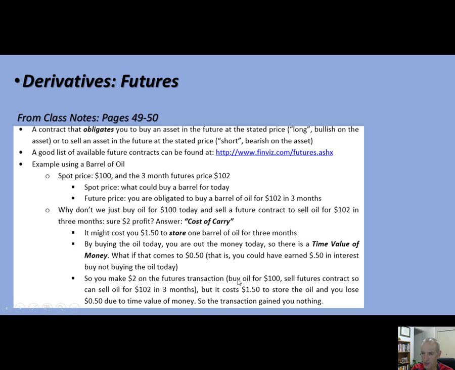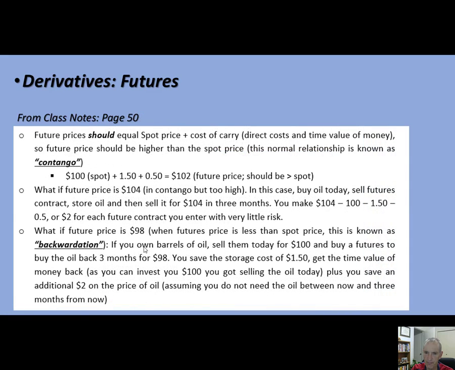So you make $2 on the futures transaction because you bought oil for 100 and sold it for 102, but it costs you $2 to store it and for the time value of money. So it's gained you nothing. And that's what the future price should be. The futures price should equal the spot price plus the cost of carry. And that is the normal relationship. That's what we call contango. Contango is when the futures price is above the spot price because of the cost of carry.